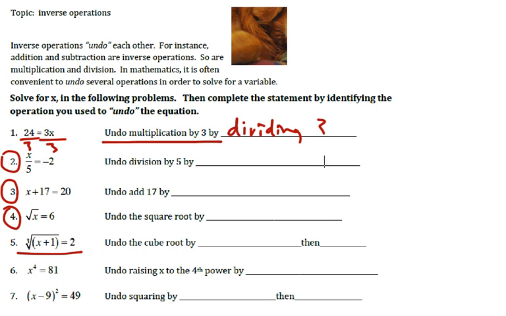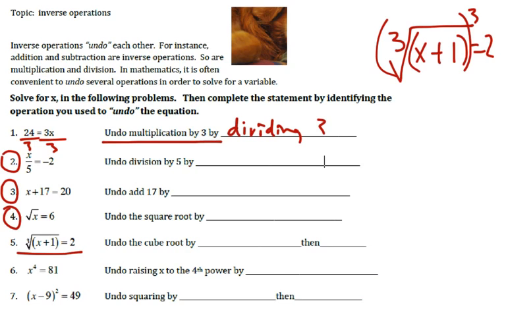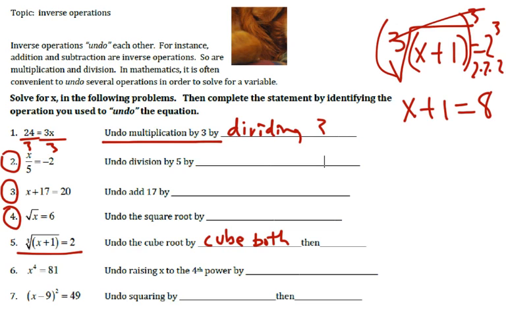We would first undo the cube root. Just like square and square root are opposites, cube and cube root are opposites. So first we would cube both sides. Those cube and cube root would undo, so we'd have x plus 1 equals 2 cubed, which is 8, because that's 2 times 2 times 2. Then we would subtract 1 to get that x by itself.